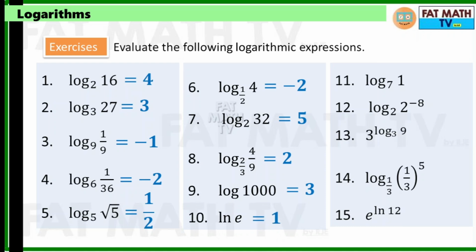Let's proceed. Number 11, logarithm of 1 is always 0. Number 12, negative 8. Number 13, 9. And number 14, 5.